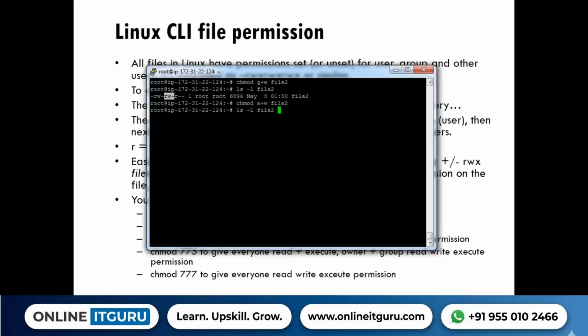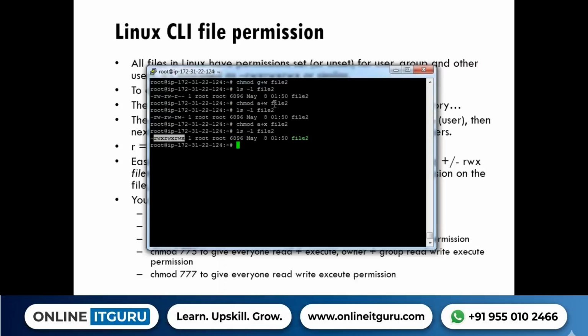By default everyone will get the full permission like RW, RW, RW. In the same way, if you want to add execution permission for everyone, just provide A plus X, then it will change the entire file permission into RWX, RWX, RWX. So everyone will have the entire permission: read, write, execution, read, write, execution, read, write, execution.